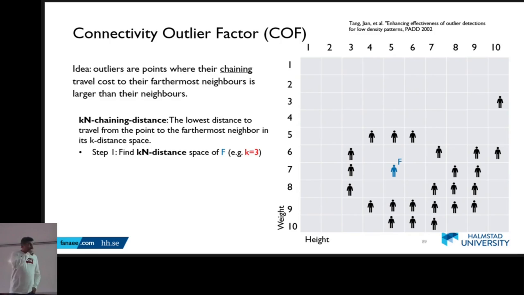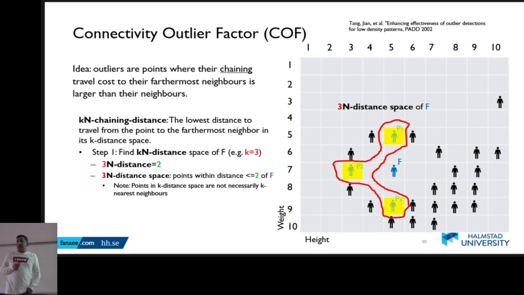So let's set k equal to 3. So we find the kn distance space of F. You already know how to find the kn distance. So the third neighbor, and the distance to the third neighbor is equal to 2 here. So the 3n distance space of F is these 3 points.